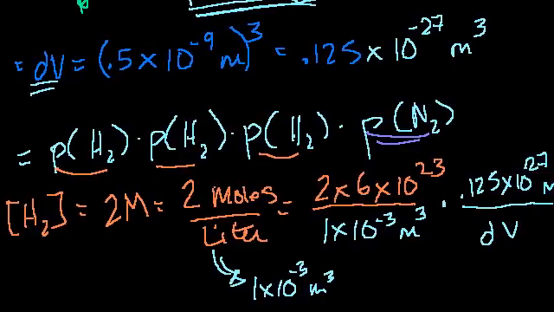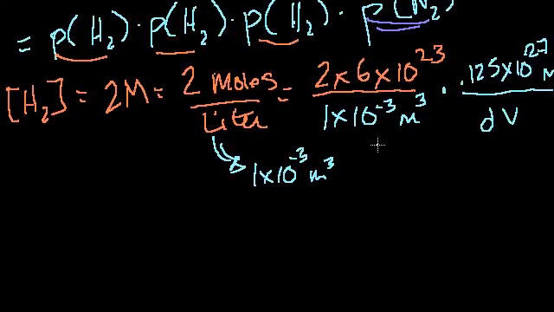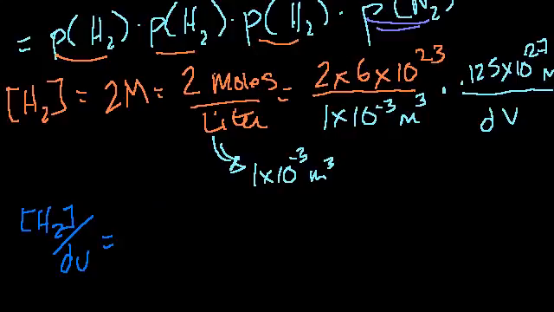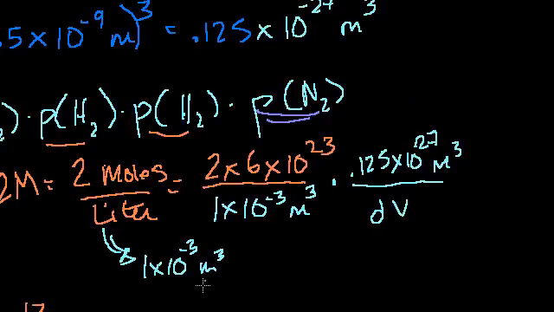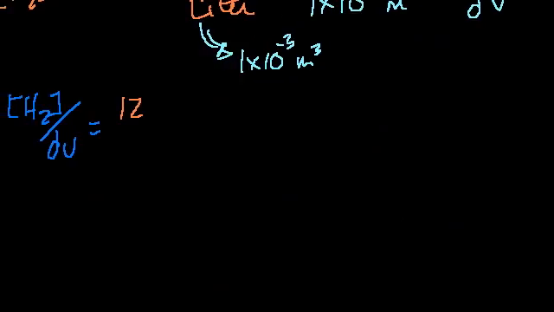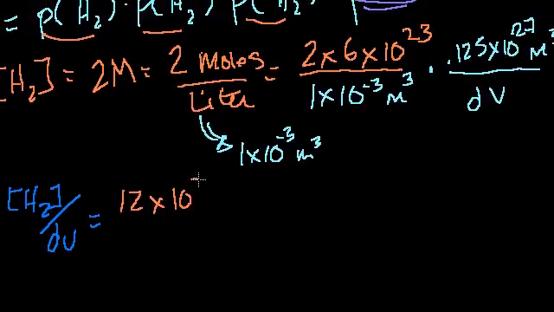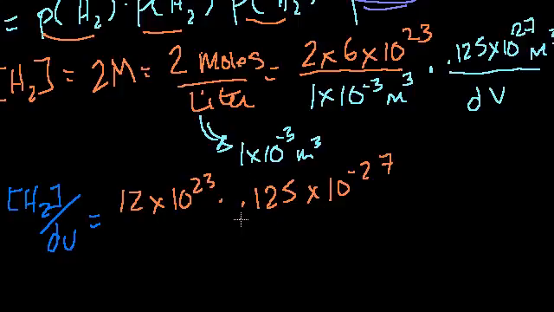And now I just have to do some math. So let's see, I can cancel out some things first. There's a lot of exponents here. So let me write it out here. My hydrogen per box, my concentration of hydrogen per dV is equal to 12 times 10 to the 23rd power times 0.125 times 10 to the minus 27th power, all of that divided by 10 to the minus 3. That's 1 times 10 to the minus 3.